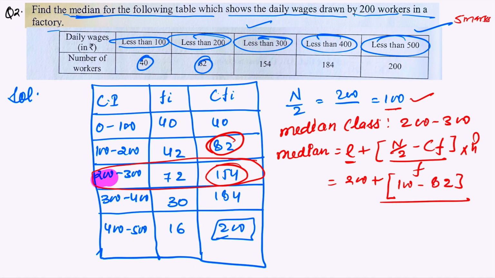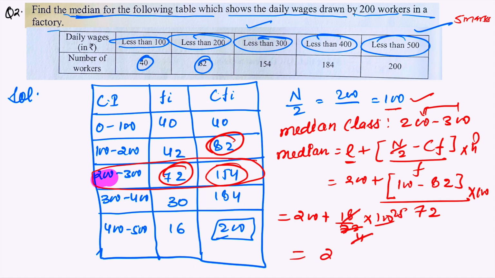F is what? Frequency of median class. Frequency of median class is 72, upon 72 into H. H is the class width or height of the class, that is 300 minus 200, that is 100. Okay, from here we will get 200 plus 18 upon 72 into 100, and that is 25. From here we will get 225. So the median of the following table will be 225. This is the answer. You have to write it in words.